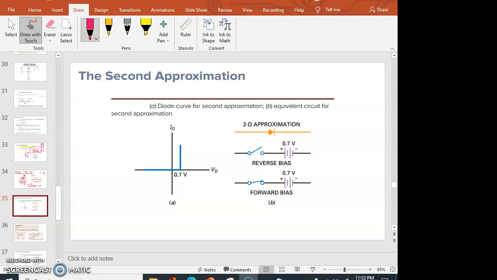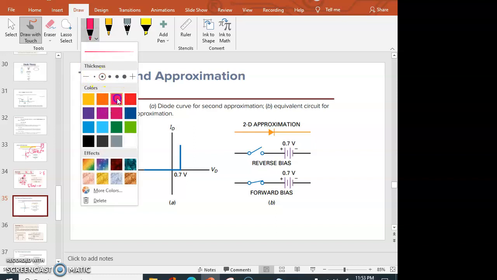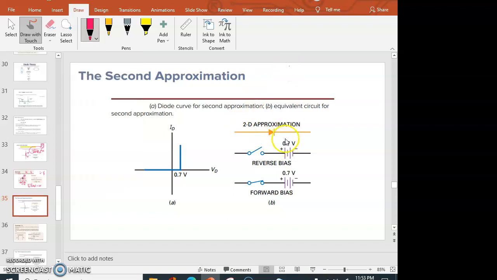Diode second approximation. Under this approximation, we now consider what is known as the barrier potential of the diode. So we do not just consider the diode as a switch, but we also consider its barrier potential. If it is silicon, we consider 0.7 volts. If it is germanium, we consider a barrier potential of 0.3 volts.